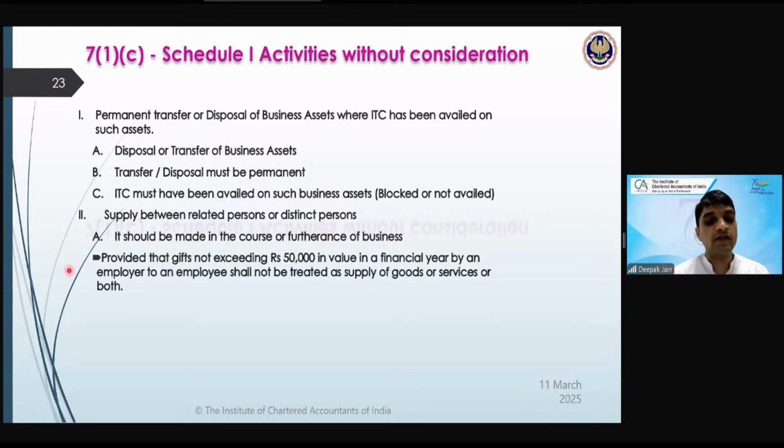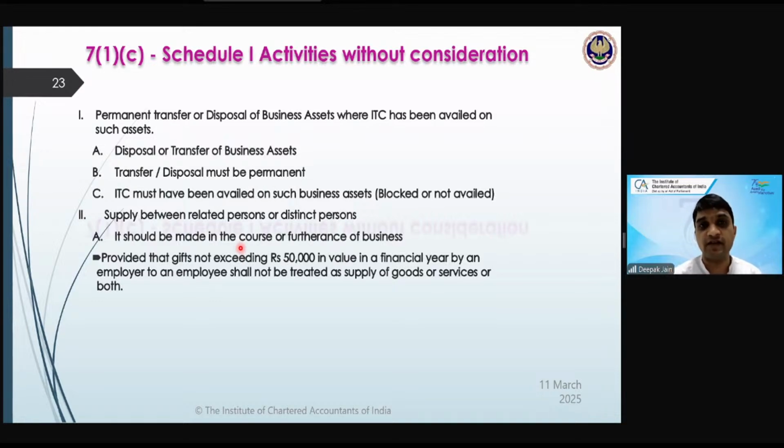Okay. So it should be made in the course or furtherance of business. We got to know this. Who is a related person or a distinct person? We have a definition that any person who is having another branch outside the state or having another branch within the state which is registered, he is called a distinct person. Okay. So a person who is having multiple branches in the same state will not be a distinct person if they have taken one registration.